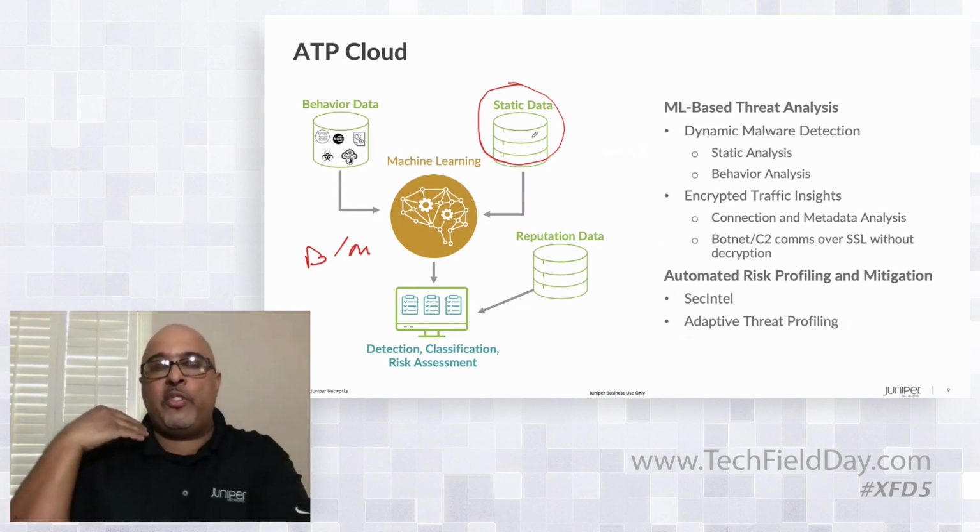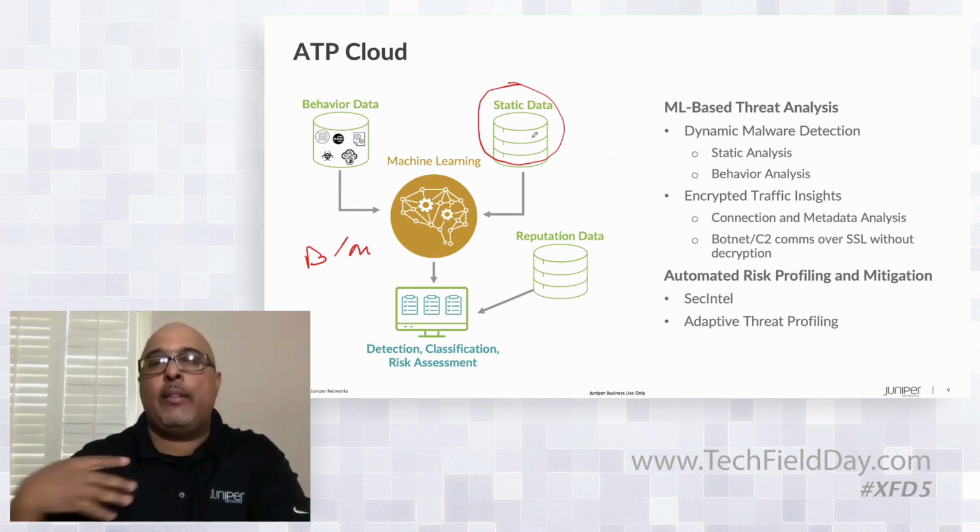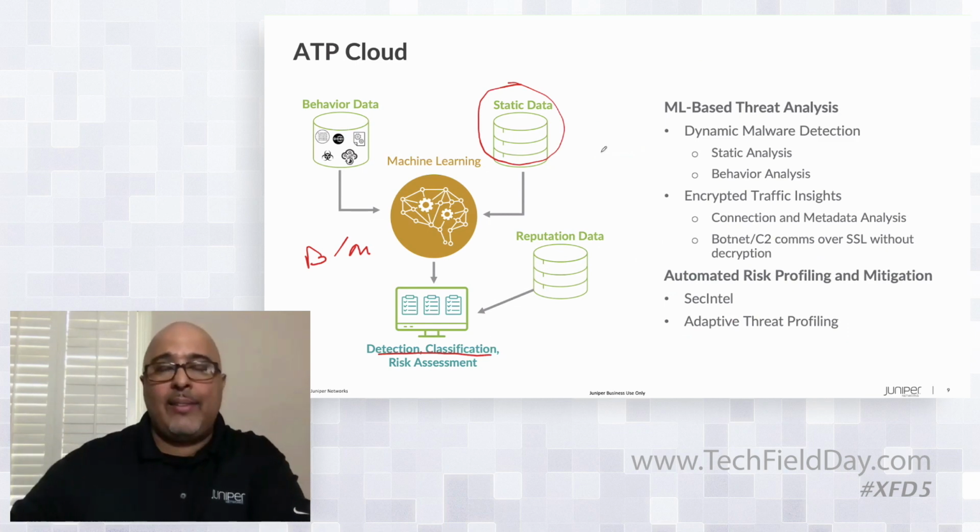So we give the machine learning model this behavioral data along with statistic data to come up with a classification, is this benign or malicious, as well as a classification for risk assessment. This has to look at both files and traffic in the case of encrypted traffic insights.